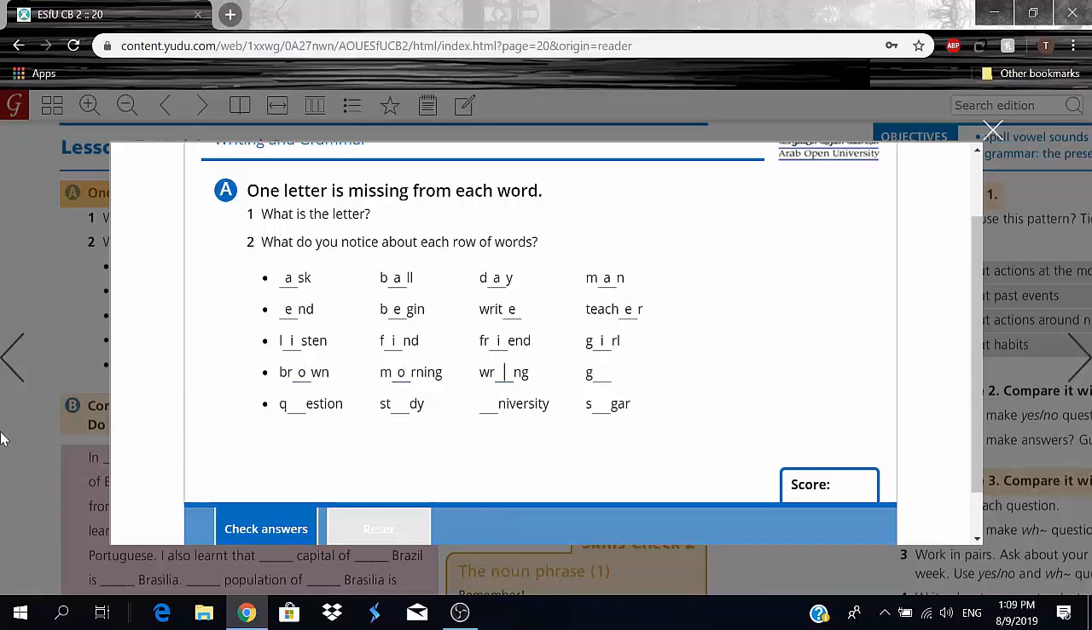And in the fourth row, we have brown, morning, wrong, and go. Brown, morning, wrong. You see the different O sounds?